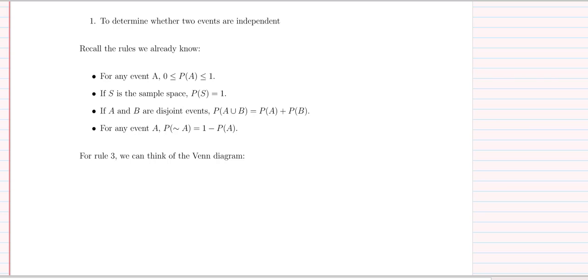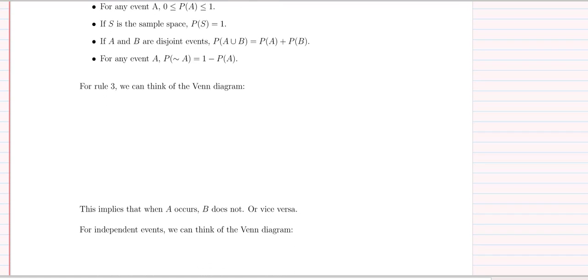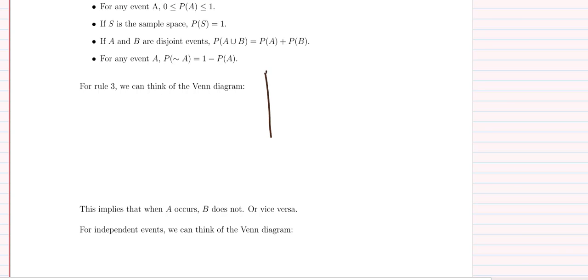If A and B are disjoint events, then the probability of A or B occurring is equal to P of A plus P of B. Then, for any event A, the probability of A not occurring is equal to 1 minus P of A. Okay? So remember, when we're thinking about this third rule, we can think of the Venn diagram.